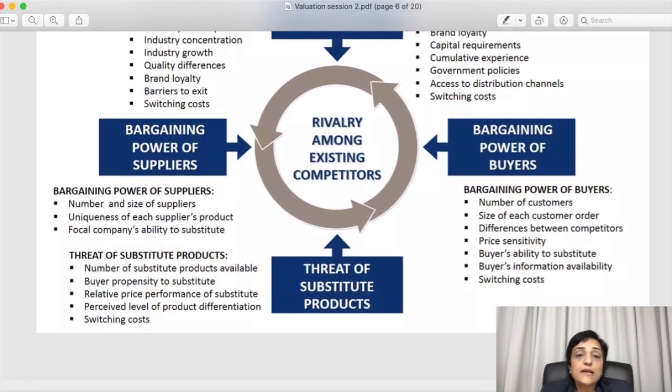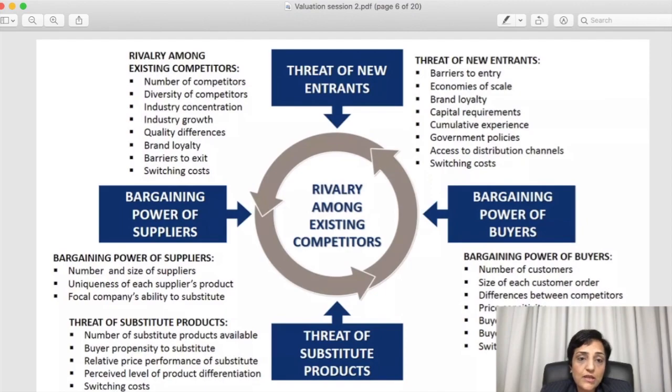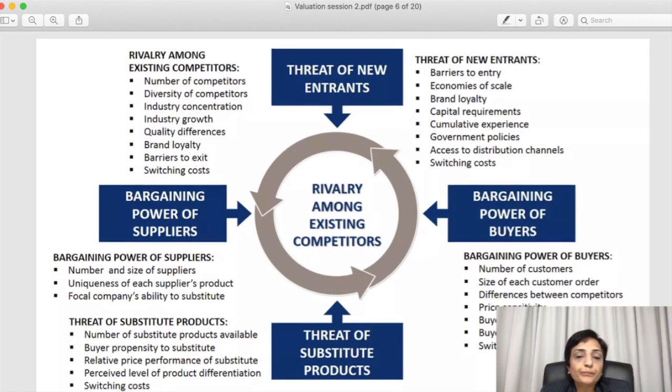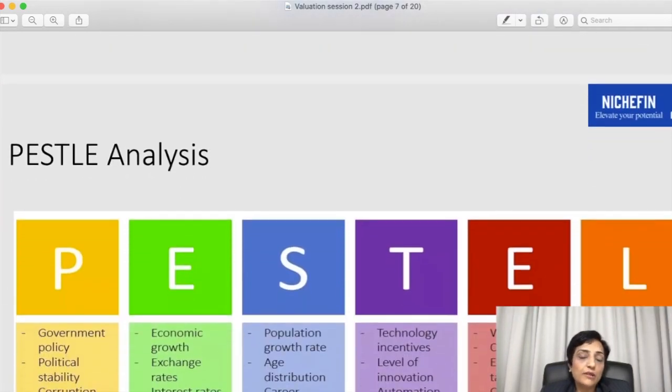So how does that affect your projections? If the force on the industry is high, then the growth projections will be impacted. Then you cannot have the upper hand to have higher growth projections, so keep that in mind while doing this.